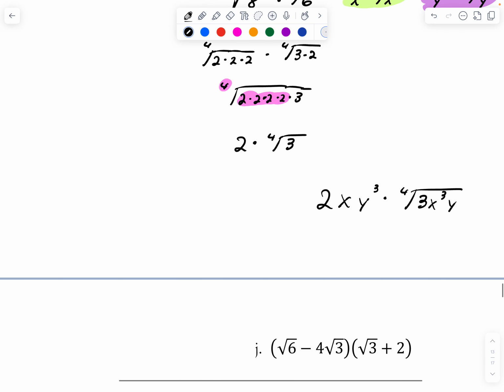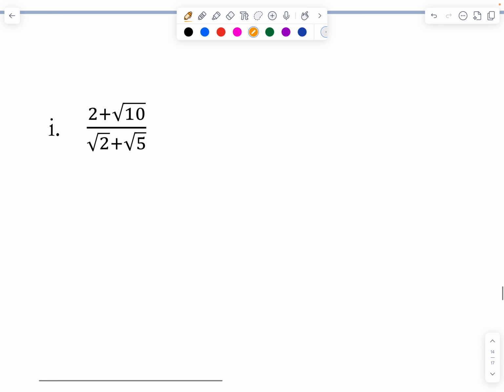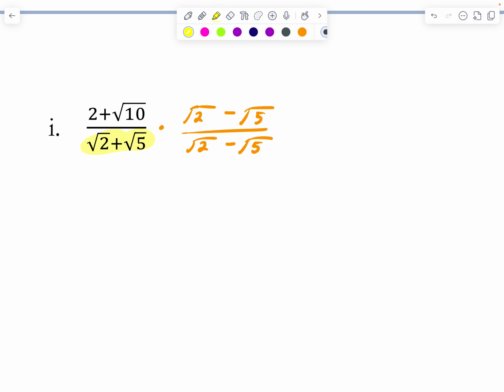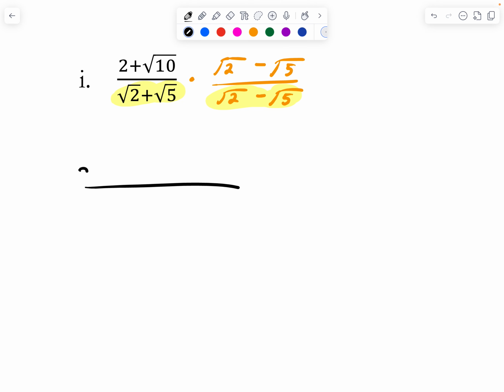All right, 2 more and then I'm done. Another one where I want to multiply by the conjugate of this denominator, which is going to be root 2 minus root 5. Remember, you just copy it, but change the sign in the middle to be the opposite. Again, the whole point of doing this is that this original denominator times its conjugate will get rid of any radicals. So multiplying the numerator, I get 2 times root 2, and then I get 2 times negative root 5, which is minus 2 root 5. Root 10 times root 2 is root 20, and then minus root 10 times root 5 is minus root 50.